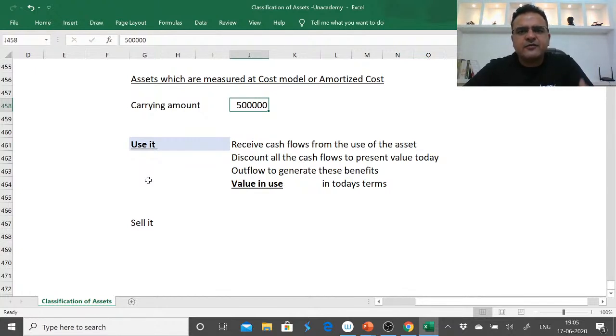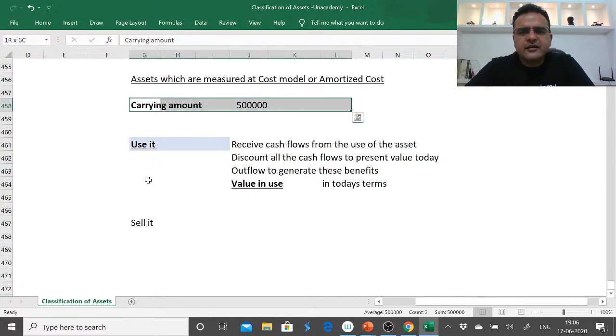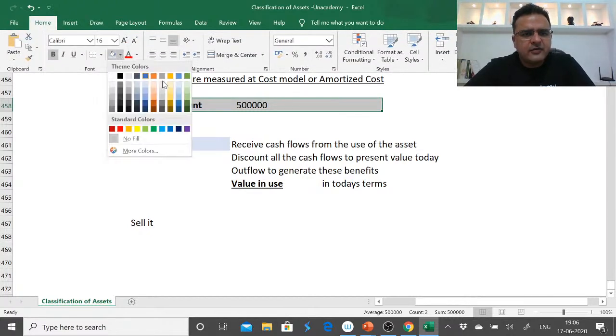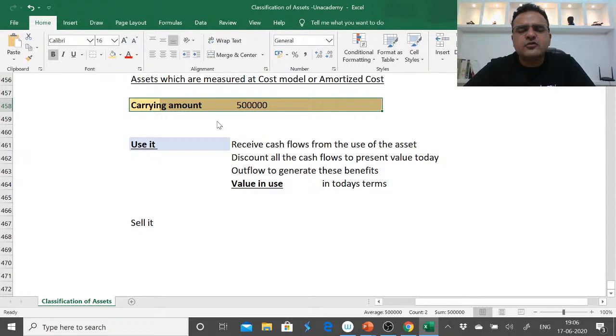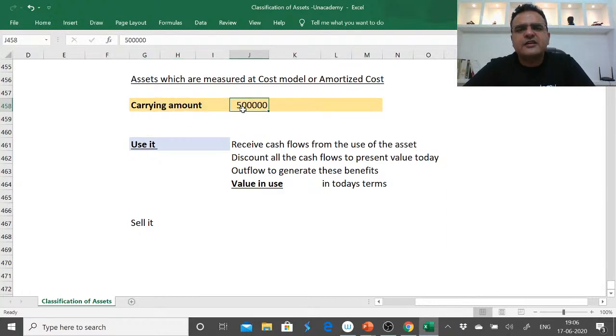And the extra benefit we earn over and above the carrying amount in the books is the profit. That's what we are here for. We are here for doing business. And when we are planning to do business, we wish to earn much more than the carrying amount of the assets we have recorded in the books. We consume these assets into the business.